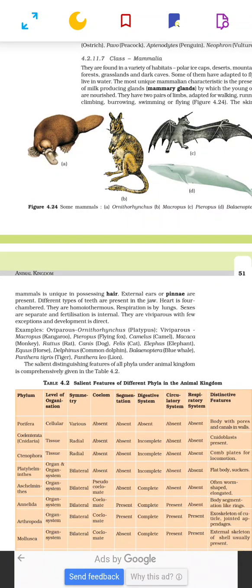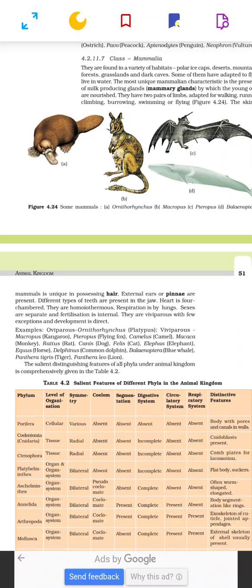Heart is four-chambered. They are homeotherms. Respiration is by lungs. Sexes are separate and the fertilization is internal. They are viviparous with few exceptions and development is direct. Example of an oviparous mammal is Ornithorhynchus, that is platypus. Viviparous examples are Macropus, kangaroo, Pteropus, flying fox, Camelus, camel, Macaca, monkey, Rattus, rat, Canis, dog, Felis, cat, Elephas, elephant, Equus, horse, Delphinus, common dolphin, Balaenoptera, blue whale, Panthera tigris, tiger, Panthera leo, lion.